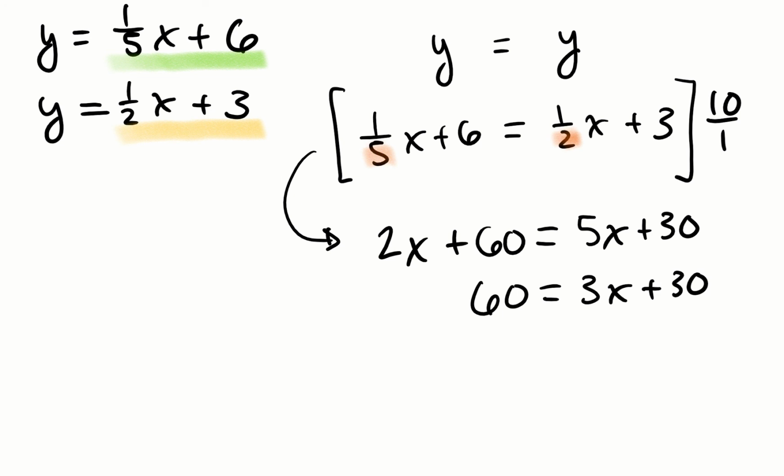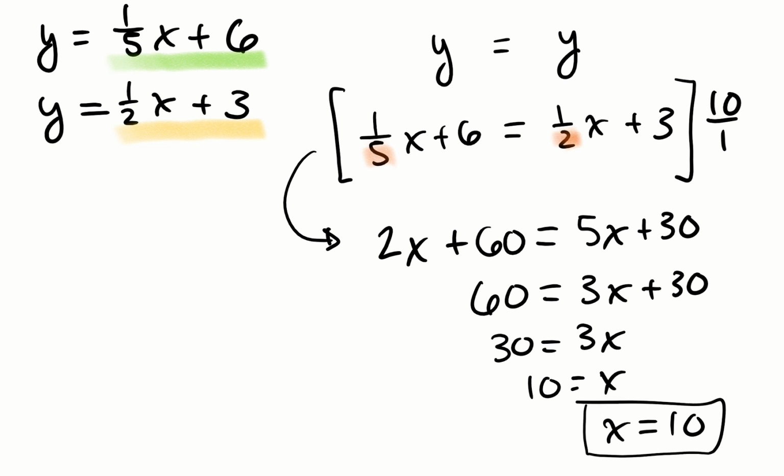Then I'm going to take away 30 from both sides. That'll give me that 30 is 3x. And if I divide both sides by 3, I get that x should be the number 10. So we have our value of x. Same thing, we're going to figure out what y is. In both equations, we're going to plug in this value of 10.